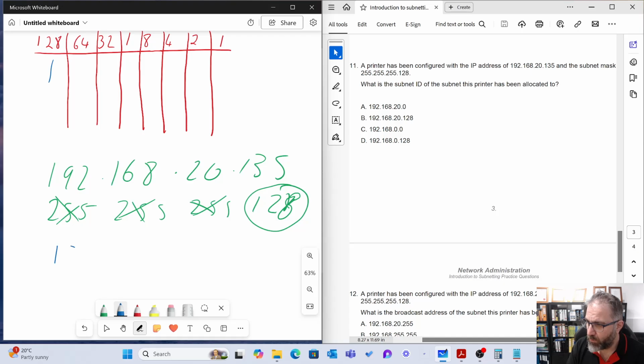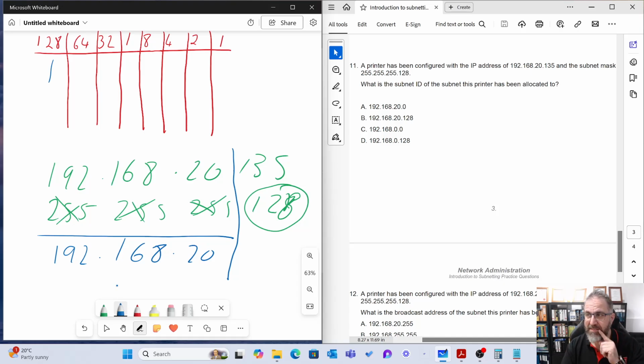So let's do this. 192.168.20. That's perfect so far, that's normal. But because we're jumping into the interesting octet, we're borrowing one of the bits here, and we're counting by 128. The first subnet is 0, and the second subnet is, drumroll, what do you all think? Pause the video. Welcome back. 128. That's the second subnet.